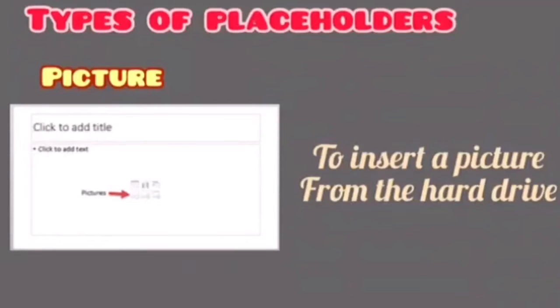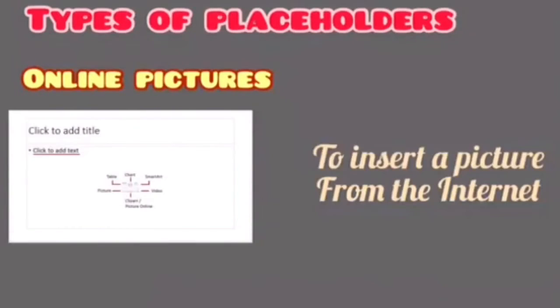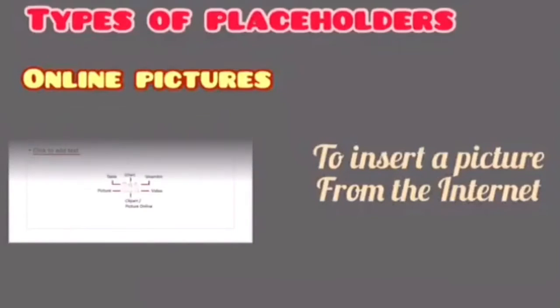Now I want some pictures which are on the internet. So which one will I click? I'll click on online pictures. When I click on online pictures, I can insert a picture from the internet. Now after adding the pictures, I want to insert a video in the slide. So what will I do? I have another option here which is used for video.